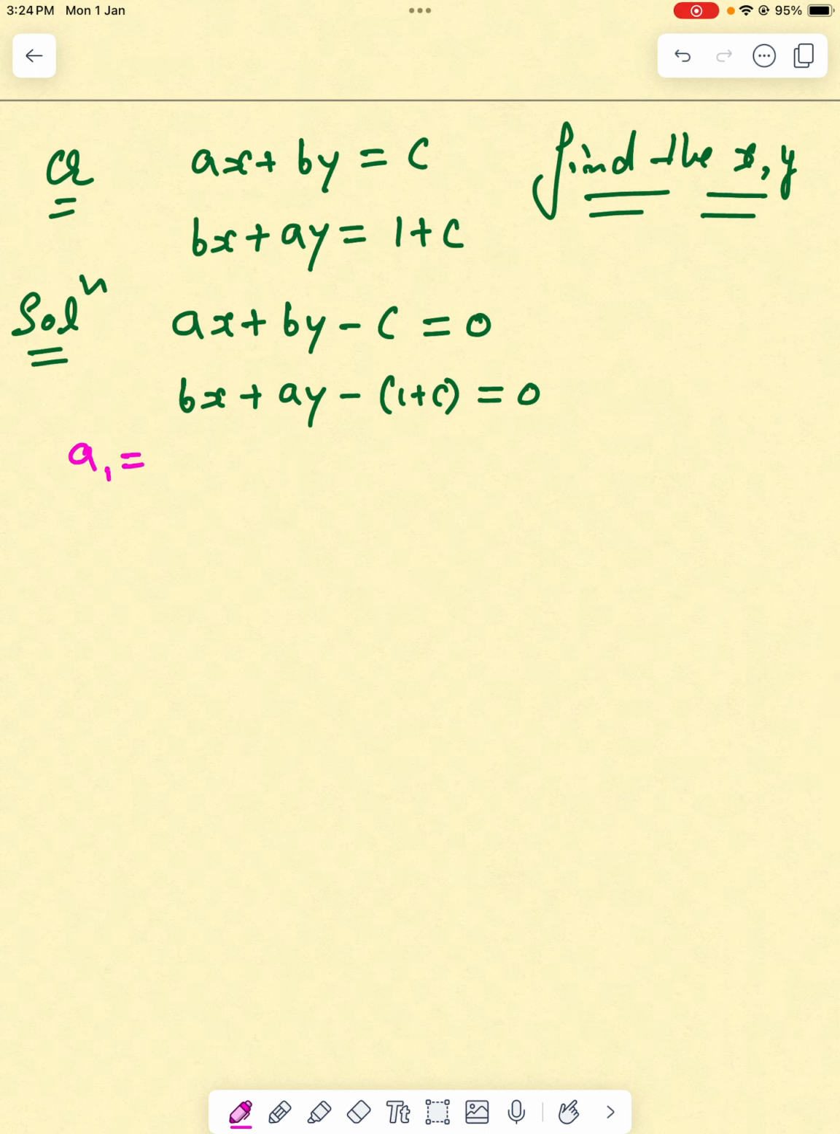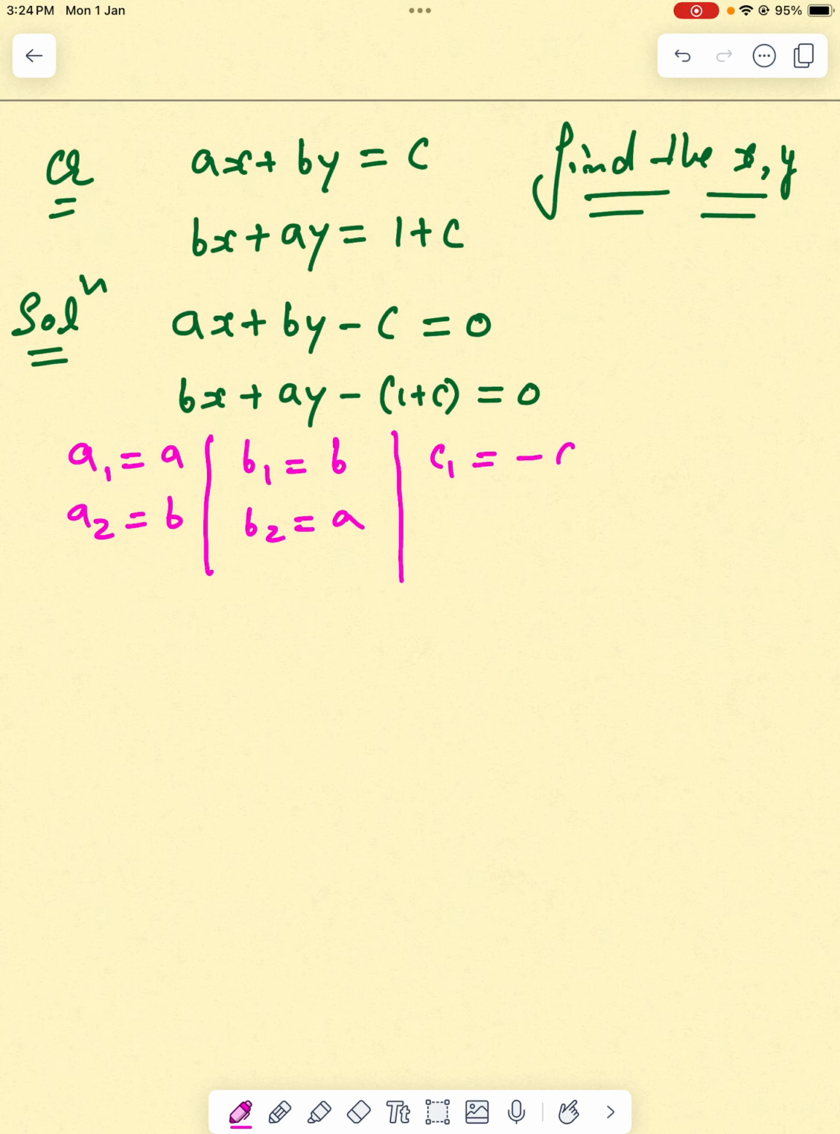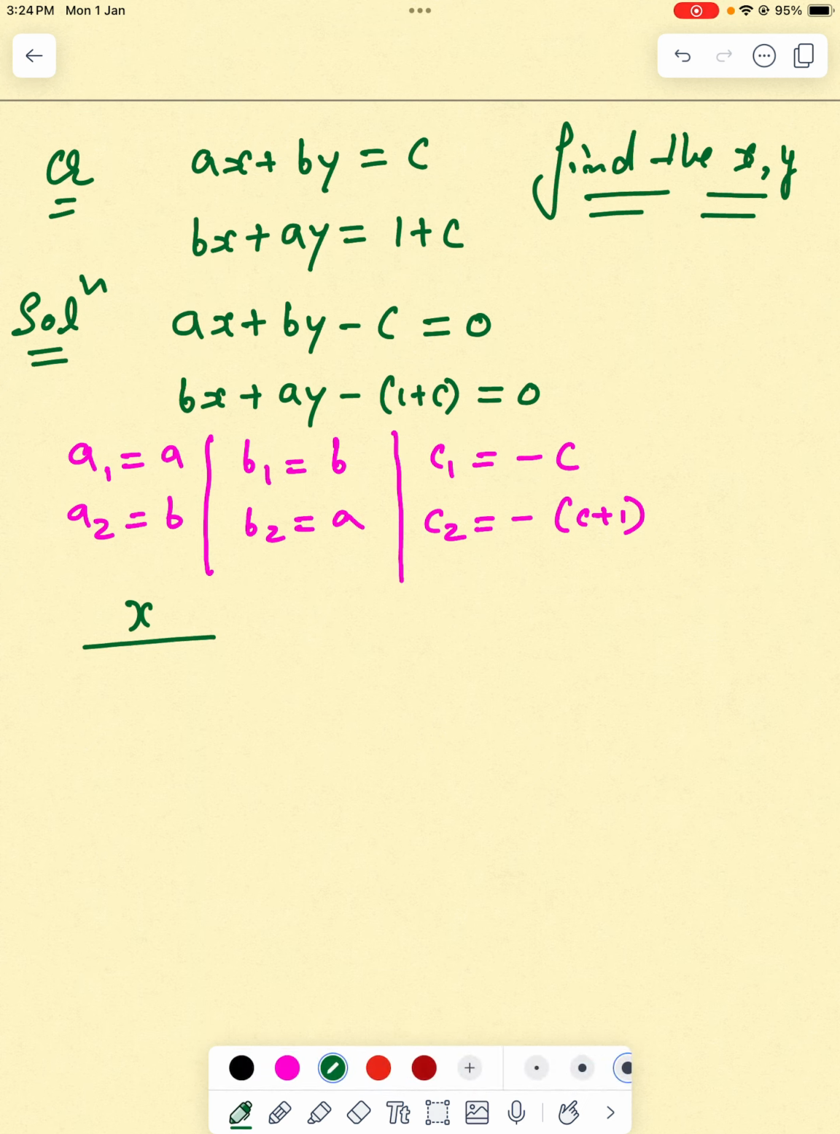We are having a1 is a and a2 is b, right? Similarly b1 is b and b2 is a, and c1 is minus c and c2 is minus of c plus 1 or 1 plus c, whatever you like. Okay, now I'm writing the formula of cross multiplication, that is x upon a1 comma a2. We are wrong, so please don't write it wrongly.